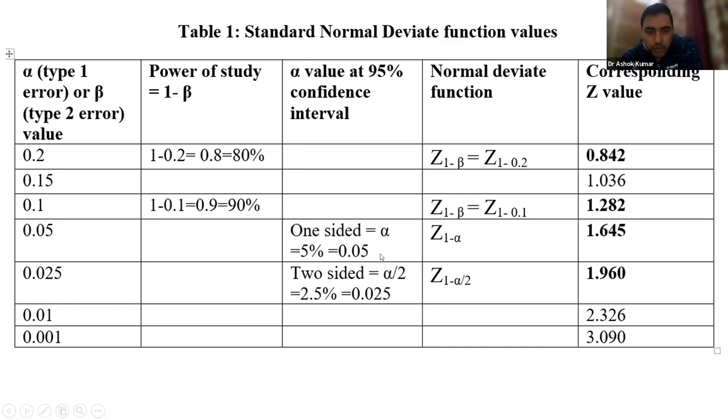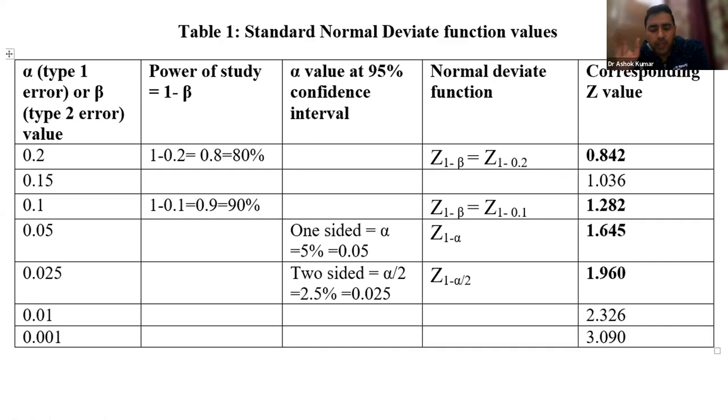Then, as I told you, alpha is the type 1 error and beta is the type 2 error. Alpha at 5% level of significance means there is a 95% confidence interval. Alpha 5% is the level of significance, and it corresponds to the 95% confidence interval. So here, if the test design is one-sided, one-sided is used in only two conditions, superiority and non-inferiority. In other conditions, we use two-sided.